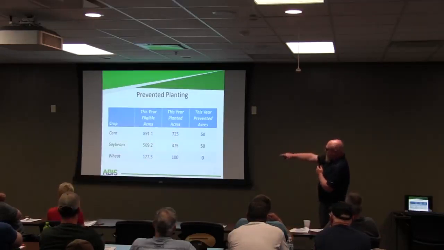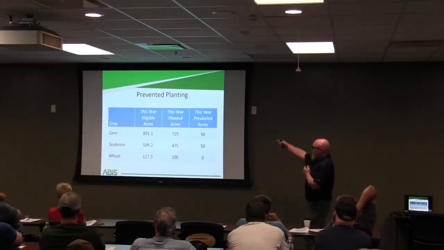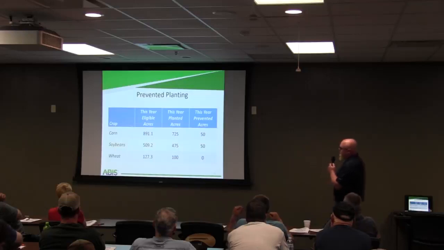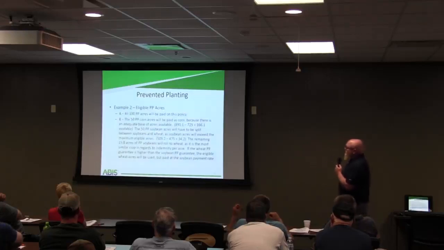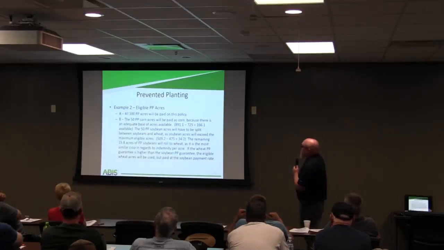So we've got the maximum eligible acres there on the left, and we've got the planted acres total in the middle, and then what he's got for preventive. So he's got 50 acres of preventive on corn, 50 on beans. So let's see how that pays out. So it's all going to pay because he's well under any of his maximum eligible acres.